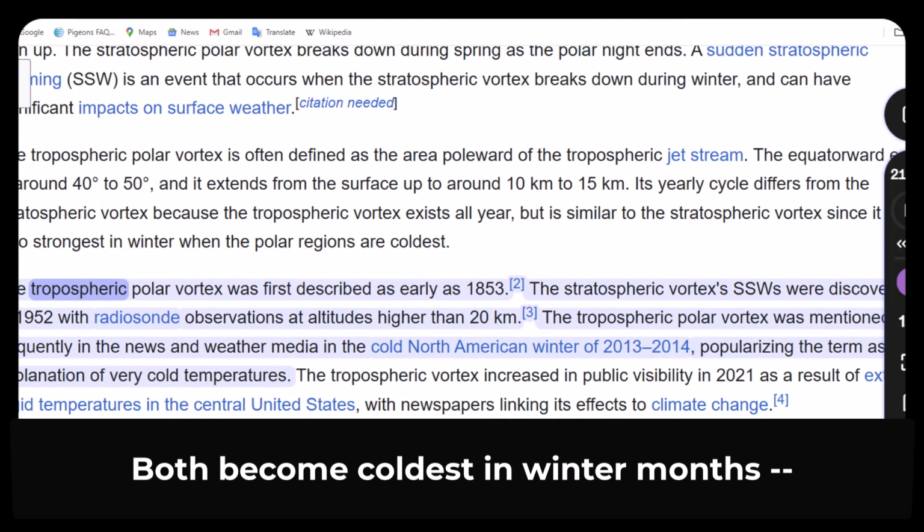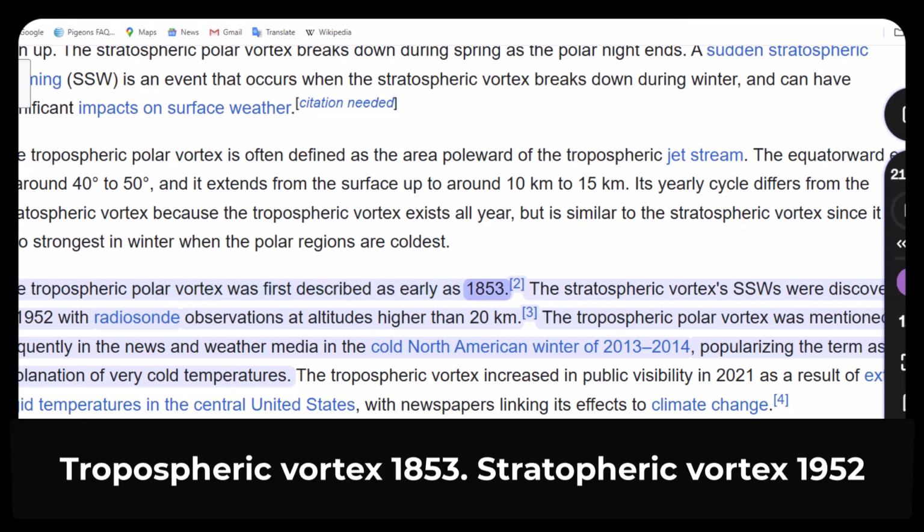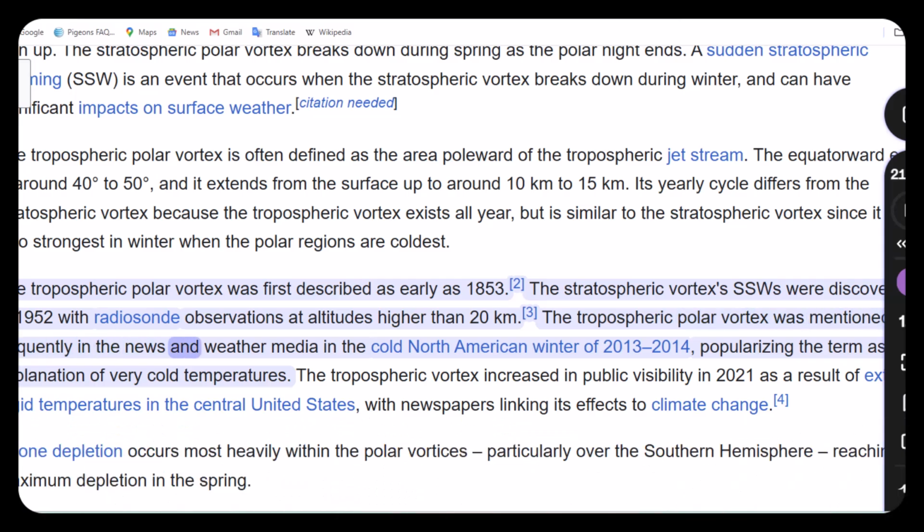The tropospheric polar vortex was first described as early as 1853. The stratospheric vortex's SSWs were discovered in 1952 with radiosonde observations at altitudes higher than 20 kilometers. The tropospheric polar vortex was mentioned frequently in the news and weather media in the cold North American winter of 2013 to 2014, popularizing the term as an explanation of very cold temperatures.